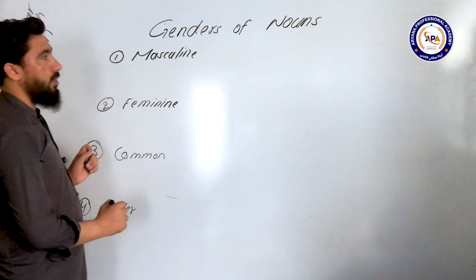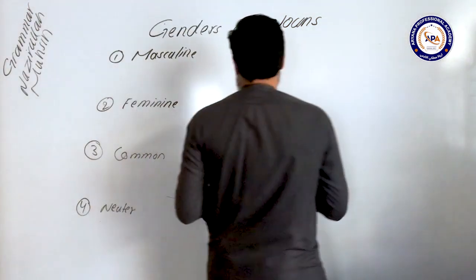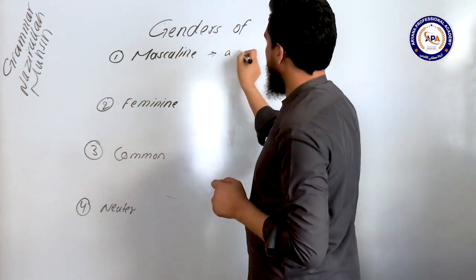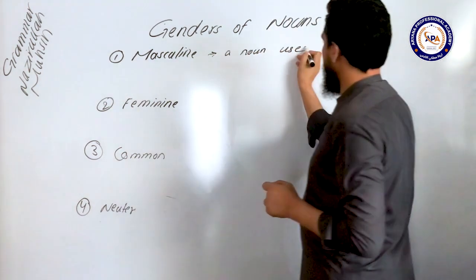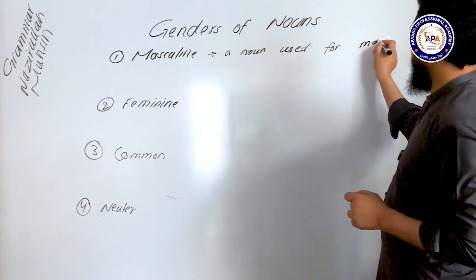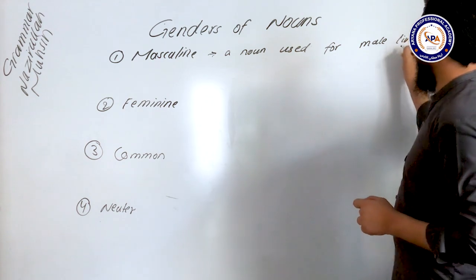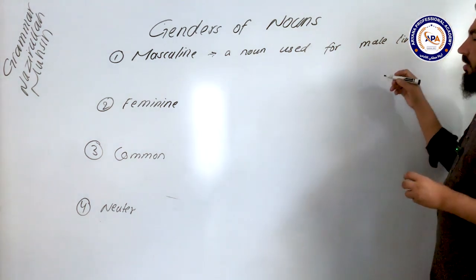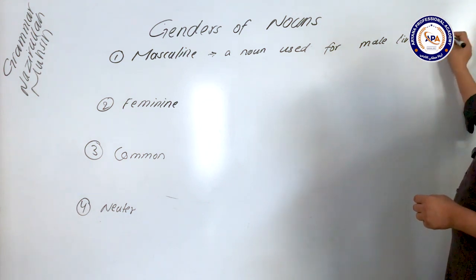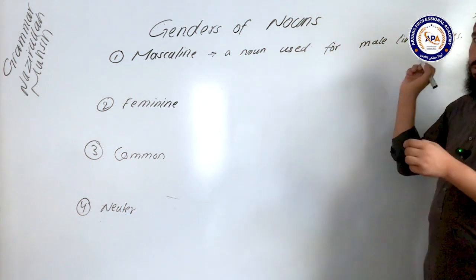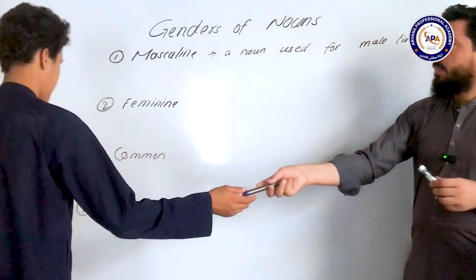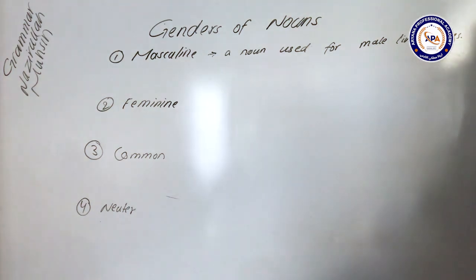A noun which is used for male living beings is called the masculine gender of a noun. Right?